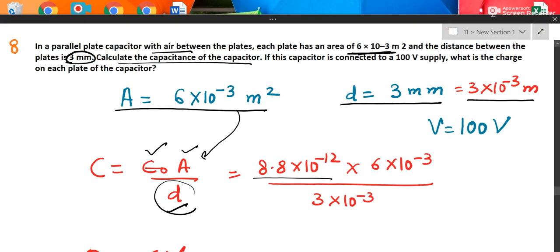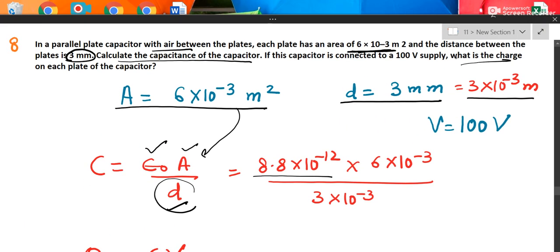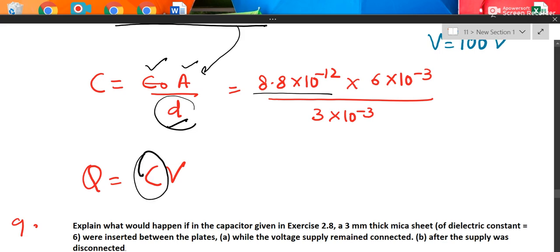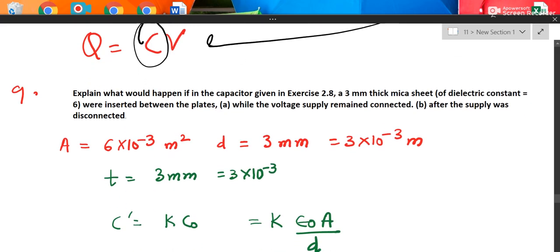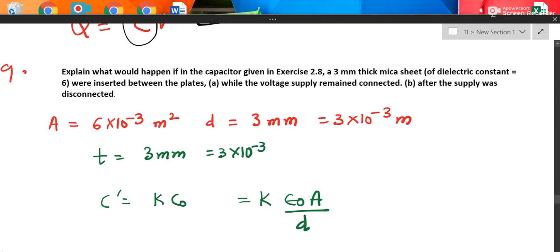Then they have asked, what is the charge on each plate? The charge is Q is equal to CV. C you have calculated, and V is given. So you can substitute. Question number 9, which is based upon question number 8.